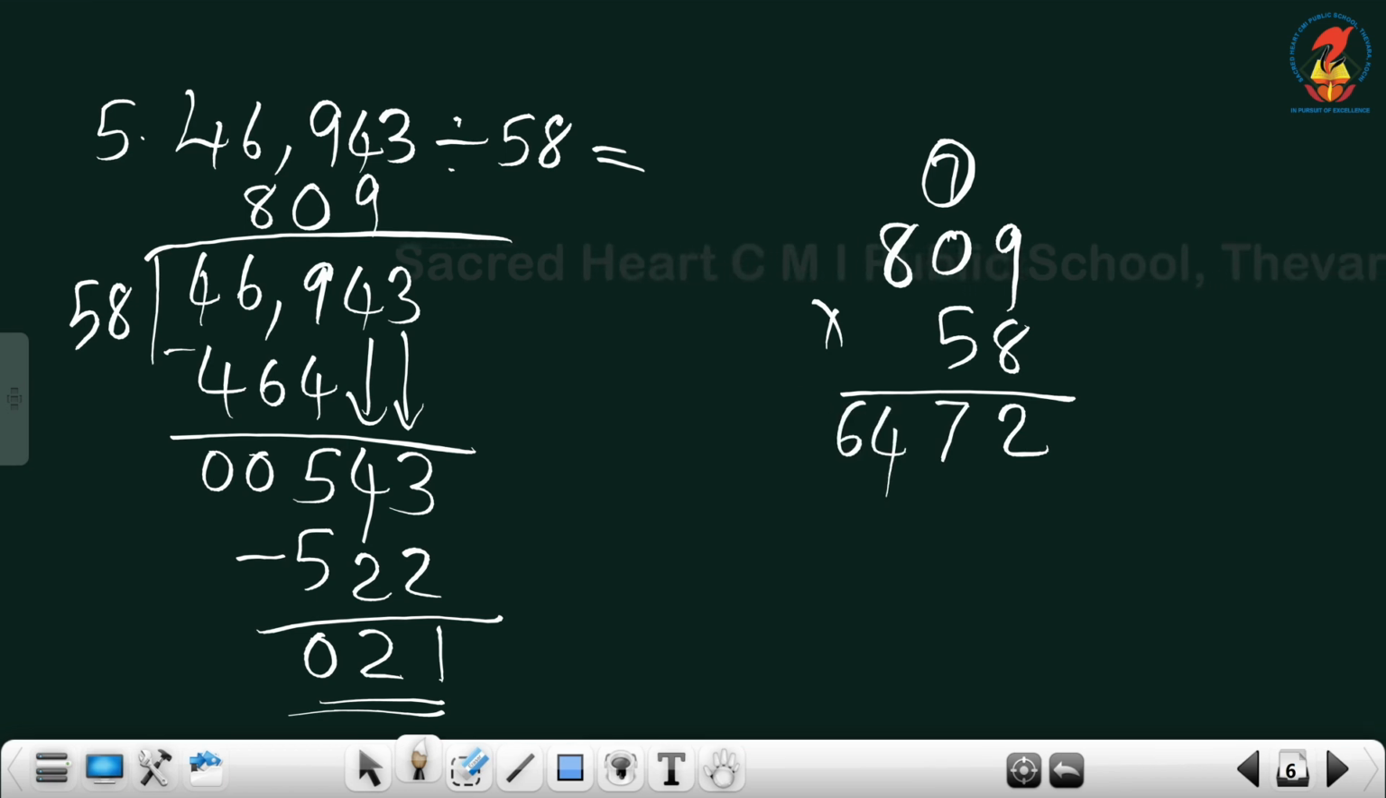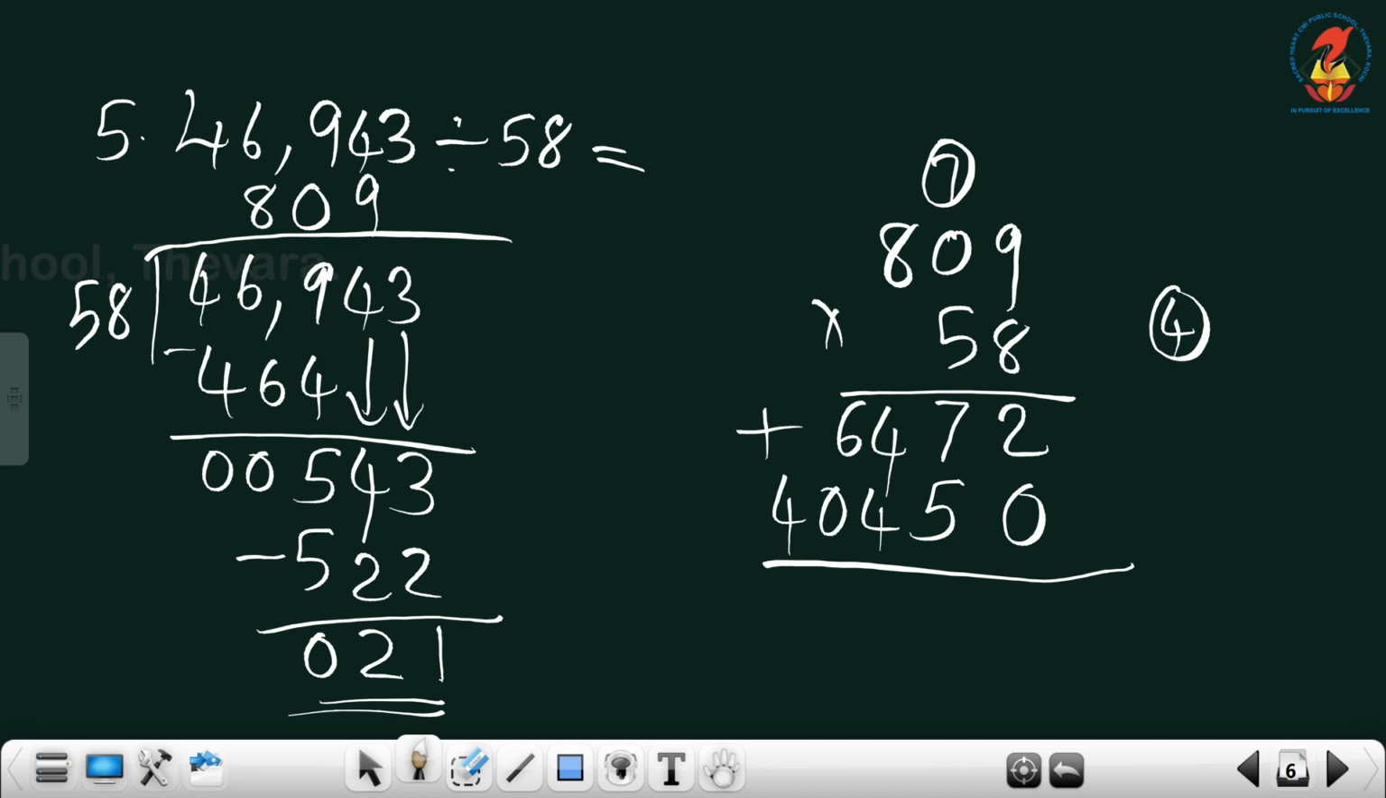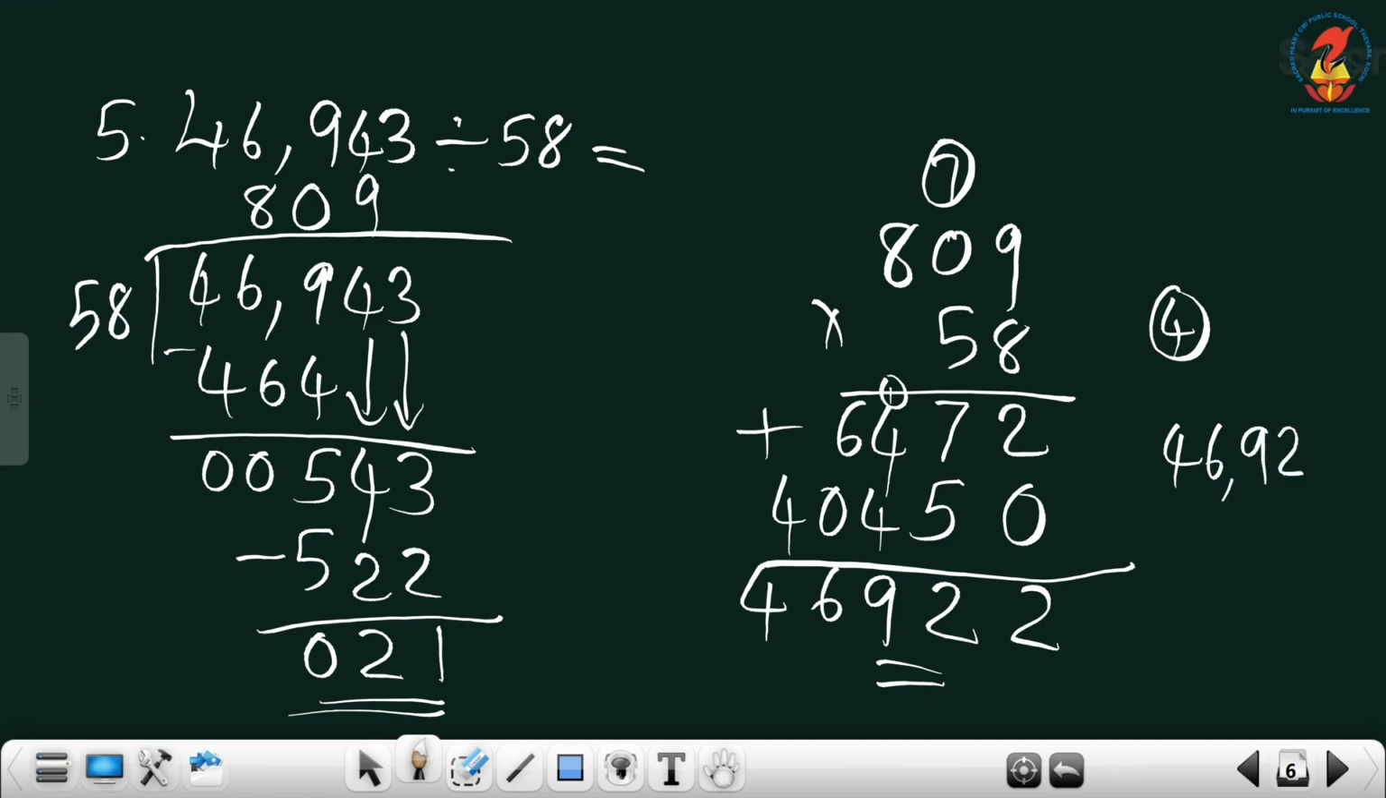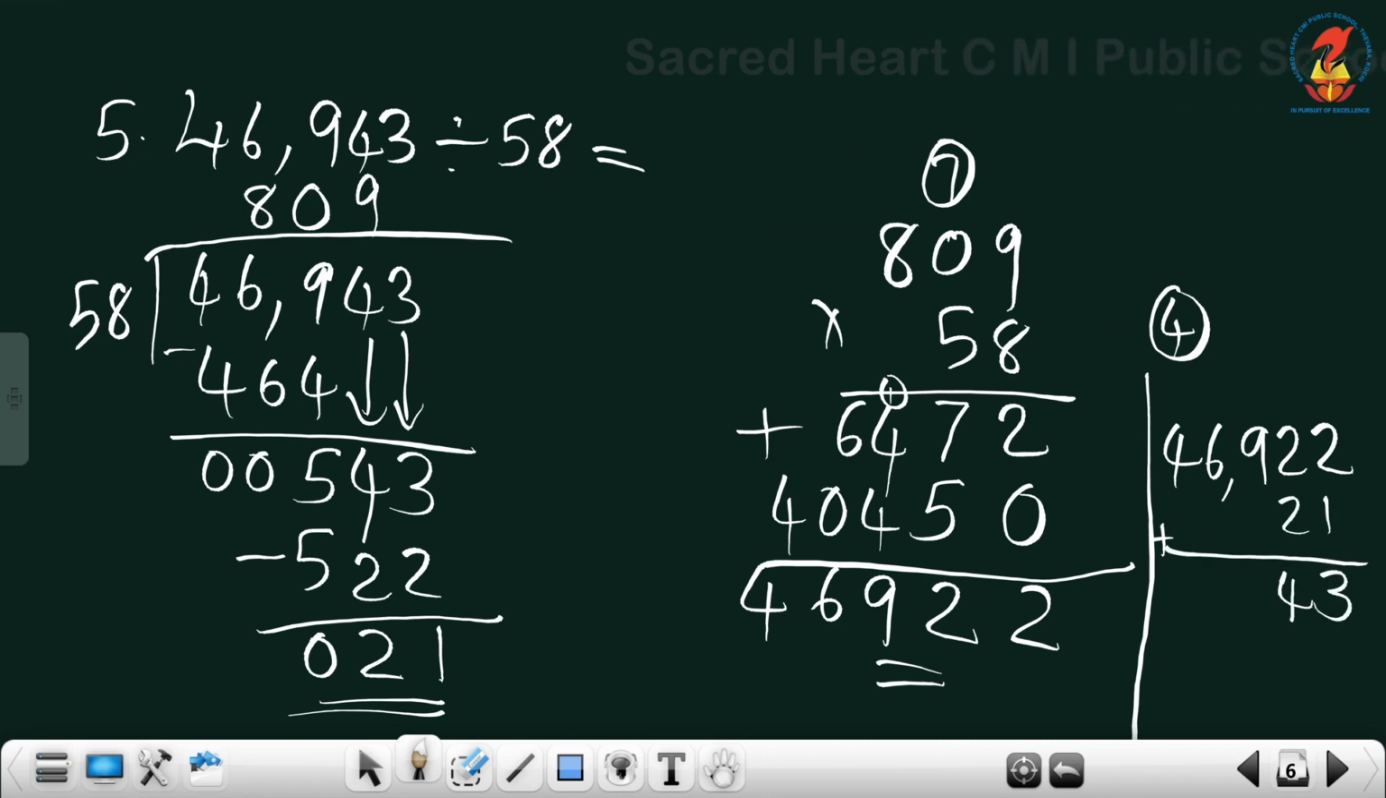8 8s are 64. 5 9s are 45, 4. 5 into 0, 0, but I need to write this 4 there. 8 5s are what? 40. Simply put 0 here. After that add 2. Okay. Then I need to add which digit also? 46,922 plus what? Remainder is what? 21. 3, 4, 9, 6, 4.